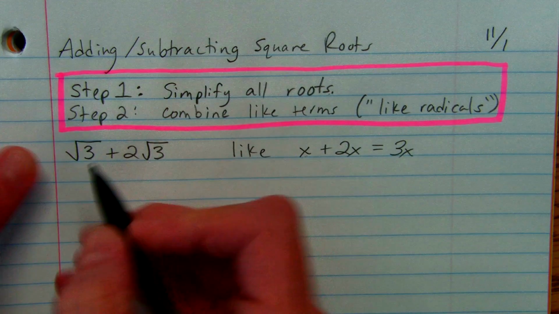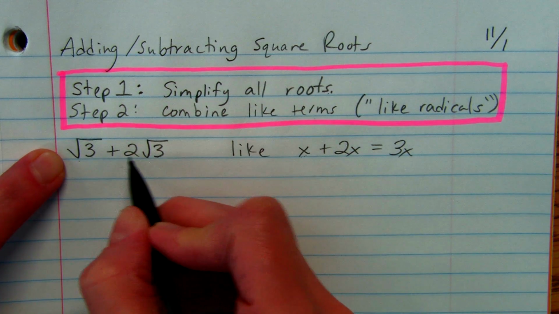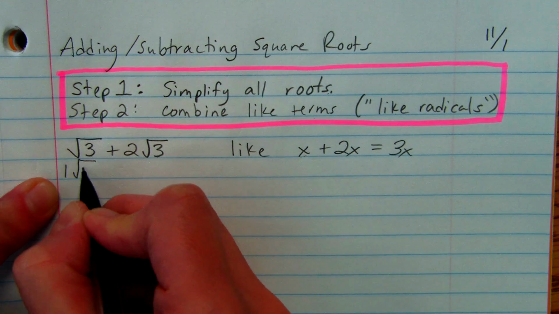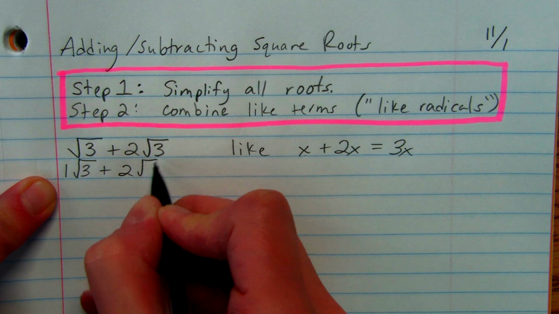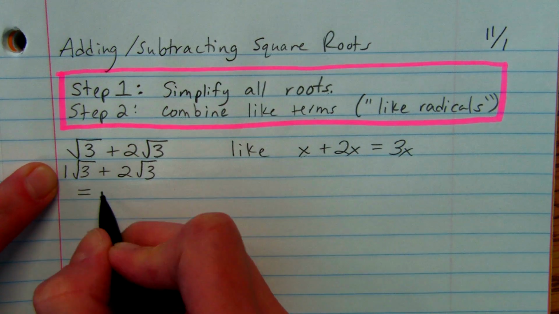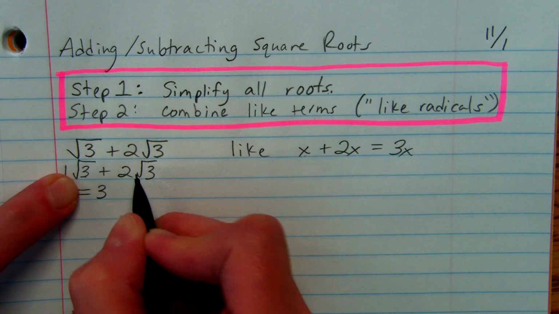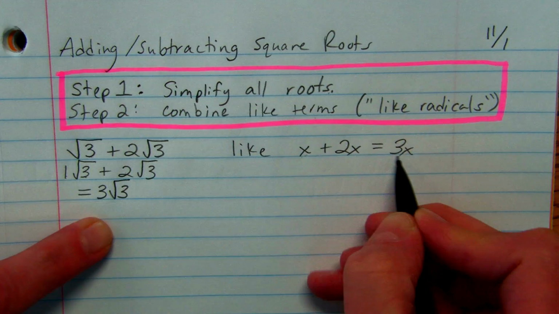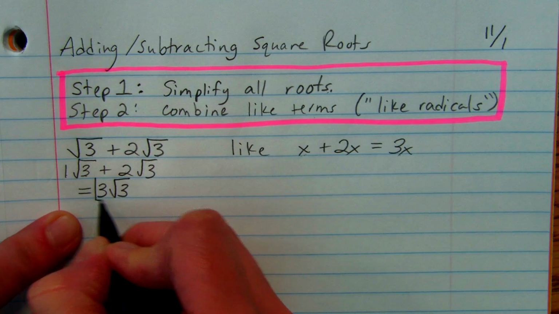So when you have one that doesn't have a number in front of it, it's like adding 1. So if I have 1 square root of 3 plus 2 square roots of 3, you could actually rewrite it with a 1 in front if that helps you. Then you would add the 1 and the 2 together to get 3, but the square root of 3 doesn't change. It's like an x. So it just stays the same.